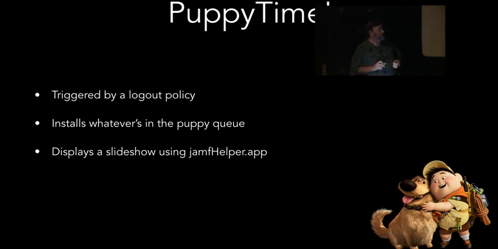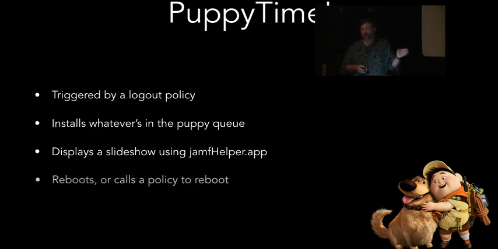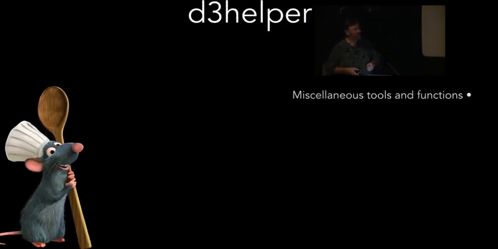It uses jamfHelper.app to do that slideshow. Like I said, it comes with the images of puppies, but it's just a folder full of images. You're welcome to put your own images in there. And then it reboots, or if you'd like to do something else before the reboot, you can have it just execute some policy, and as long as that policy does a reboot, you're fine.